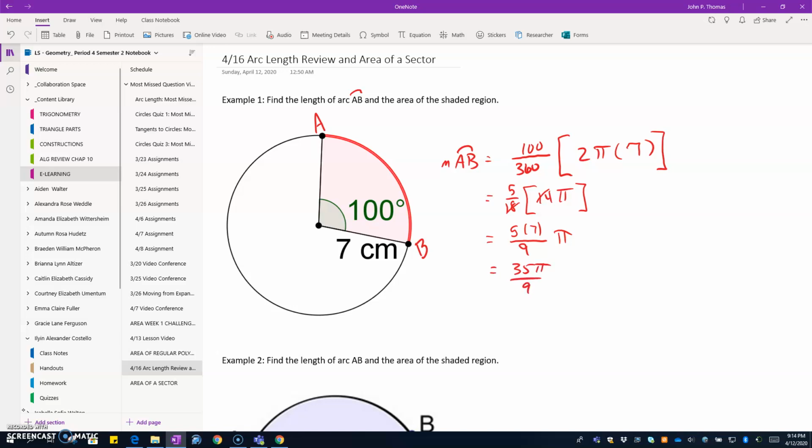If we're working on a calculator, we can use the pi button times 35, which gives us 109.955, and then we divide that by 9, and that gives us approximately 12.22. Now, that's arc length, so this would just be units.